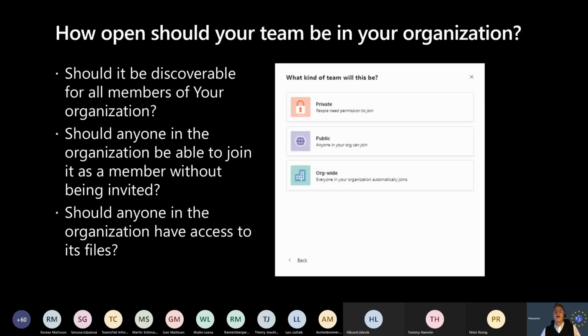First of all, how open should your team be in your organization? Should it be discoverable for all users in your organization? Should anyone in the organization be able to join it as a member without being invited? Should anyone in the organization have access to its files? By choosing private or public when you create a team, you choose the variant that best suits your team. Note that this setting can easily be changed later if you find that you did not do the right thing from the beginning.